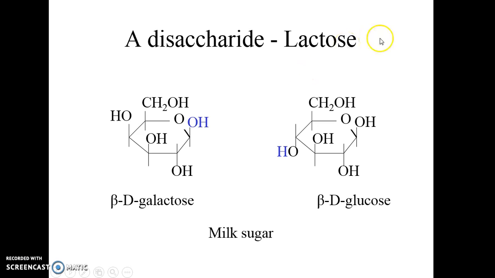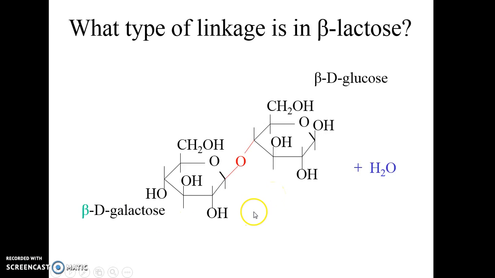This is lactose, the sugar that is found in milk. It's made from galactose combined with glucose. So this is beta galactose and this is beta glucose. When you condense them together, you get a beta 1,4 linkage. And so this is called beta lactose oftentimes.